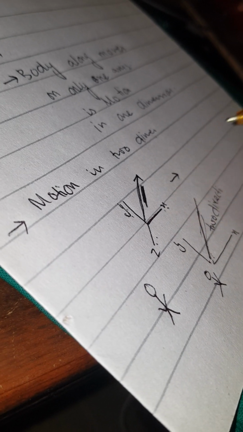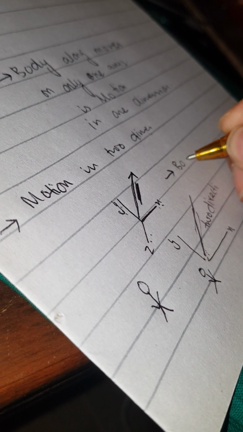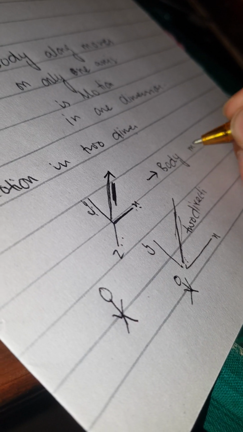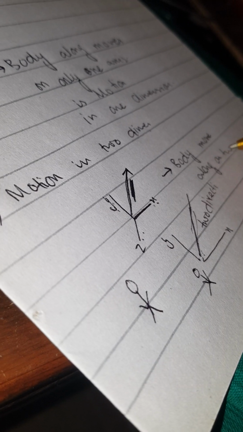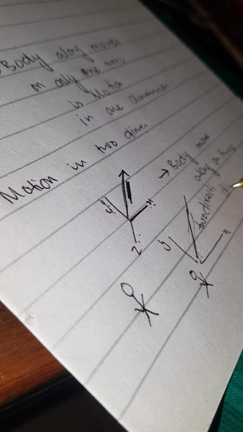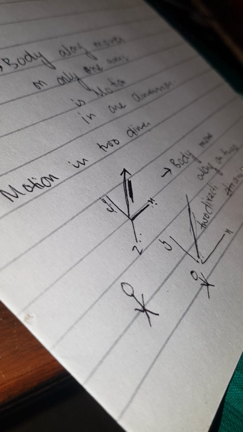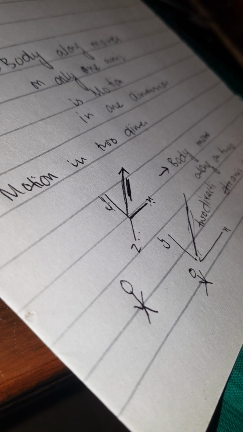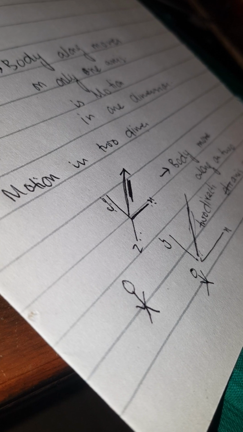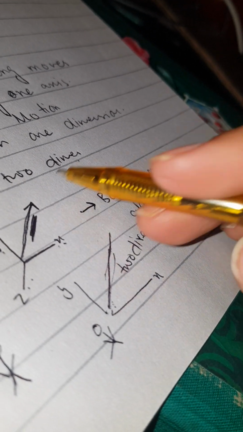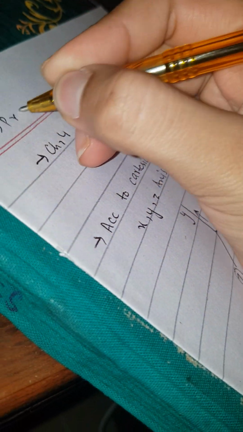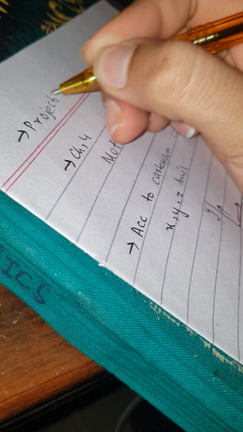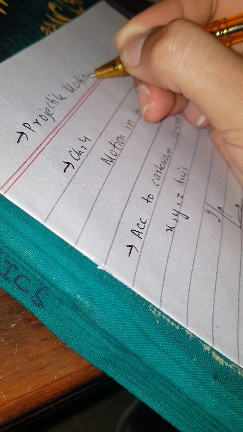The definition should be that if a body moves along two axes simultaneously, it is known as motion in two dimensions. The basic example of motion in two dimensions is projectile motion, which I will be discussing in my next video, so stay tuned for that.